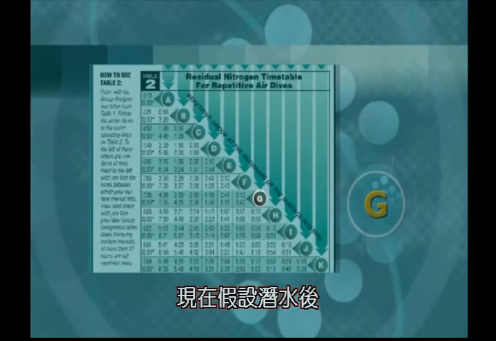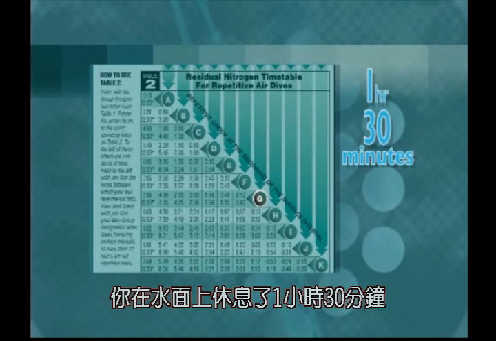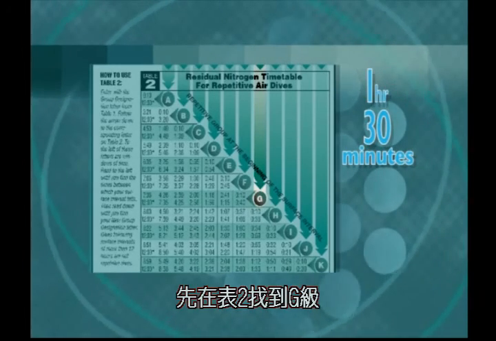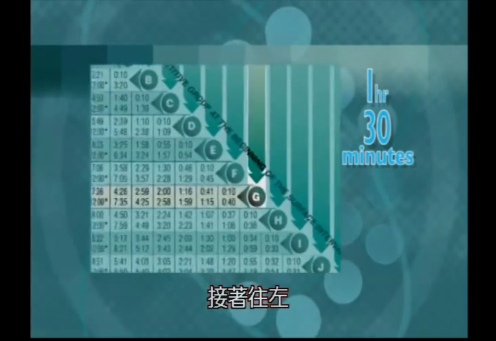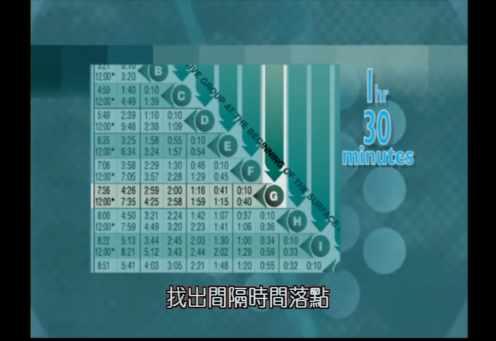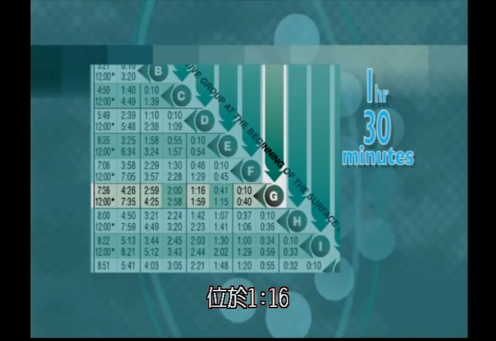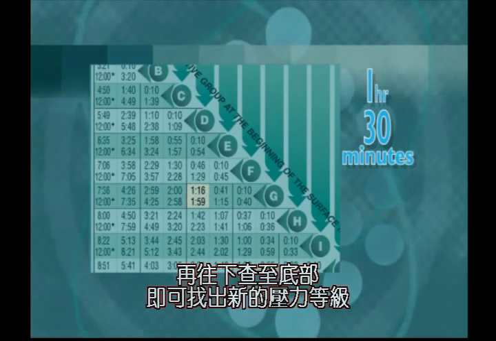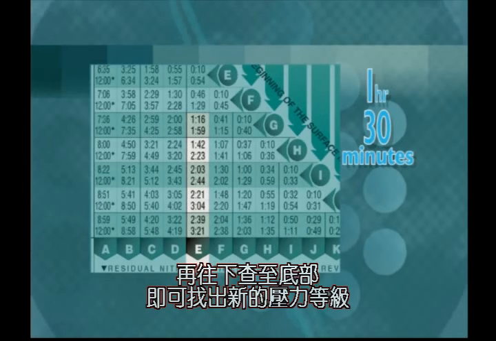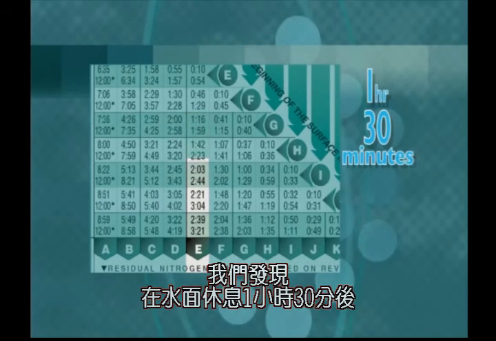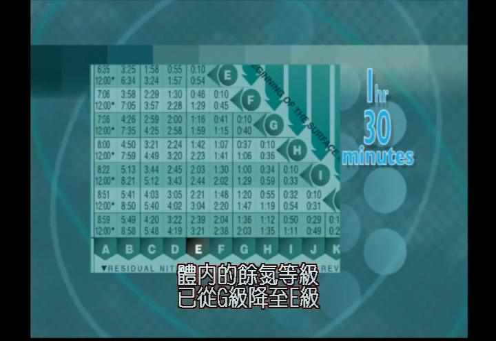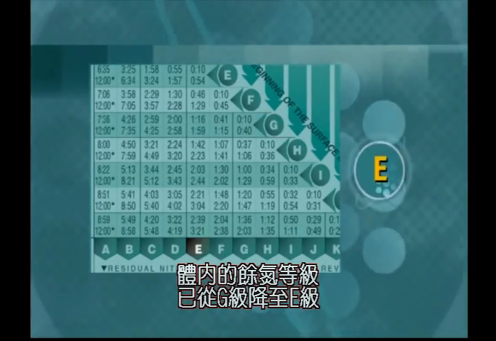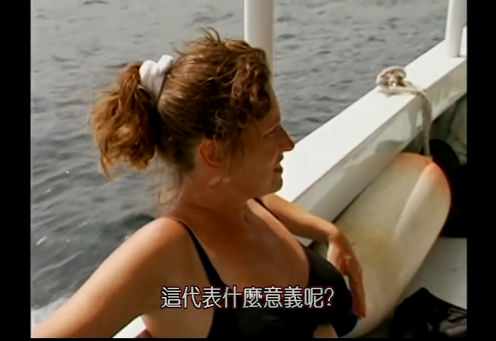Let's assume that after the dive, you spent 1 hour and 30 minutes on the surface. Enter Table 2 at the G repetitive group and read to the left until you find the times in between which your surface interval lies. In this case, between 1 hour 16 minutes and 1 hour 59 minutes. Now, read down the column to the group designation at the bottom. We see here that by spending 1 1/2 hours on the surface, you have lowered your residual nitrogen group from G to E. So what does this mean?